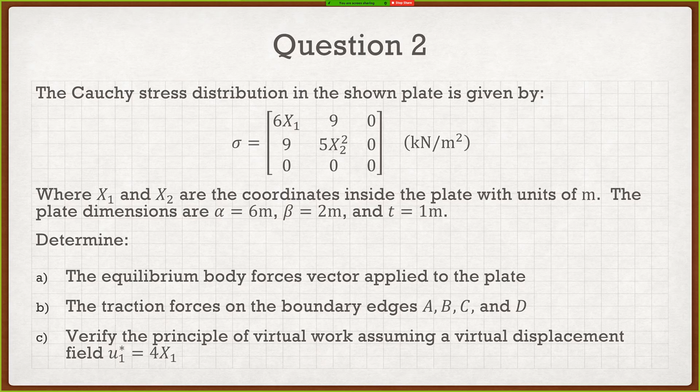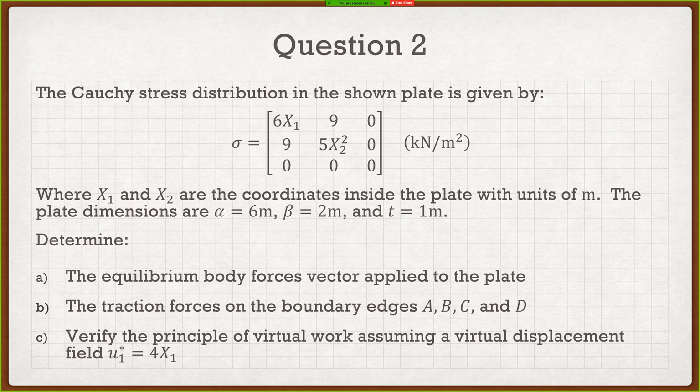Now, this question would like us to determine 3 different things. The first one is the equilibrium body forces vector applied to the plate. The second one is the traction forces on the boundary edges A, B, C, and D. And finally, part C says, verify the principle of virtual work assuming a virtual displacement field u1 star is equal to 4x1. Now, if we look at this question, it's actually not too bad at all, because if we look at A and B, body forces vectors, we already know how to calculate that. That's not even really a virtual work topic. We covered that before. And if we look at part B, traction forces, we also covered that before. So that's really nothing new. The only thing really new to this question is going to be part C.